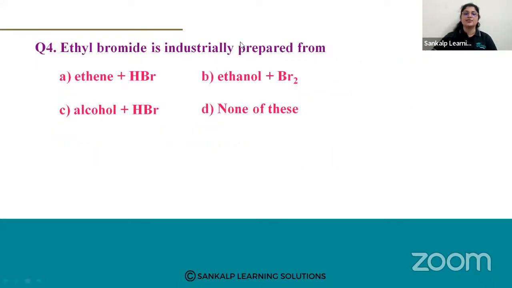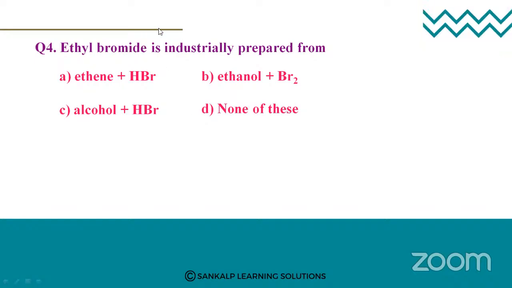So both are gaseous. Next, ethyl bromide is industrially prepared from A, ethene plus HBr, B, ethanol plus Br2, bromine, C, alcohol plus hydrogen bromide, D, none of this.